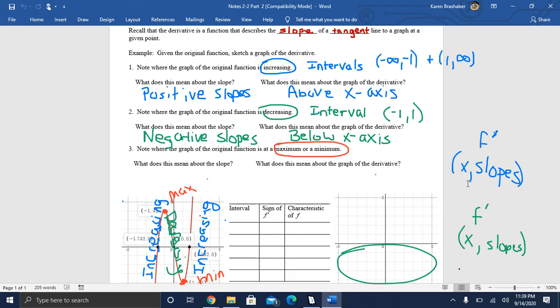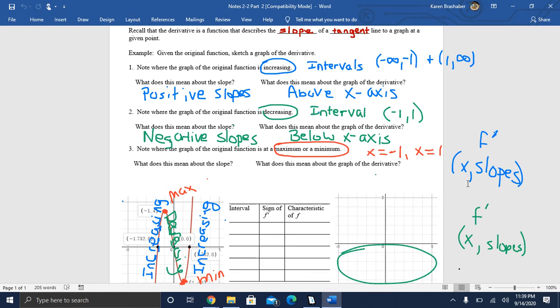And you can't see the ordered pair very well, but it doesn't really matter. It matters that you can see what the x value is. So I'm going to write those x values down. We have one at x equals -1, and we have another one at x equals 1. We have a maximum at x equals -1. We have a minimum at x equals 1.